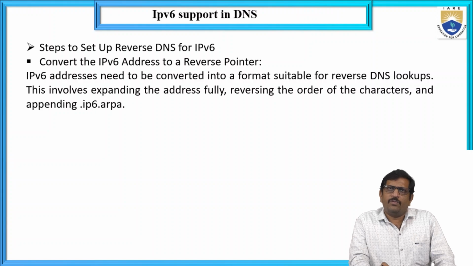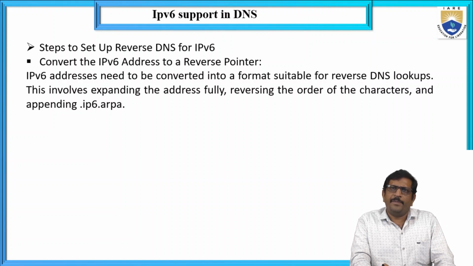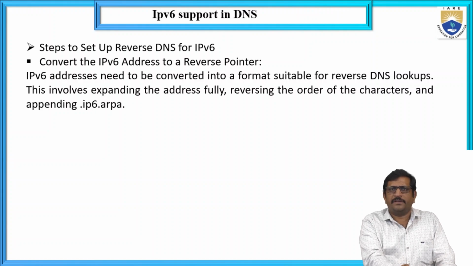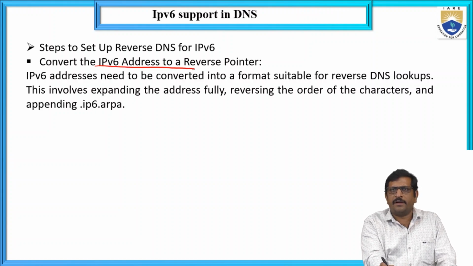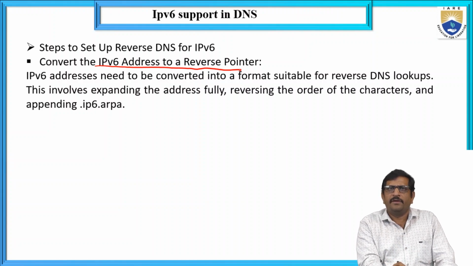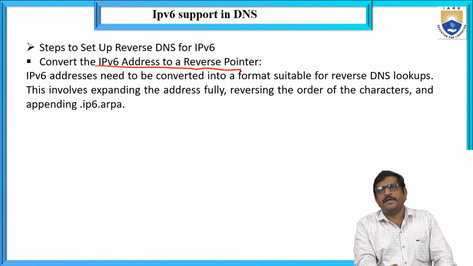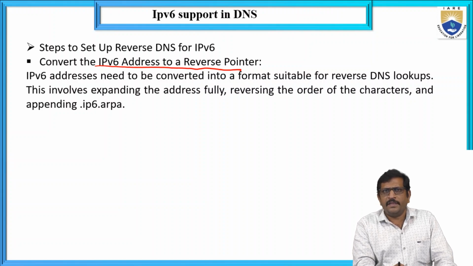Now the steps to set up reverse DNS for IPv6 and IPv4. First, we have to convert the IPv6 address to a reverse pointer, that is PTR. The IPv6 address needs to be converted into a suitable format for reverse DNS lookups. Generally, this involves expanding the address fully.